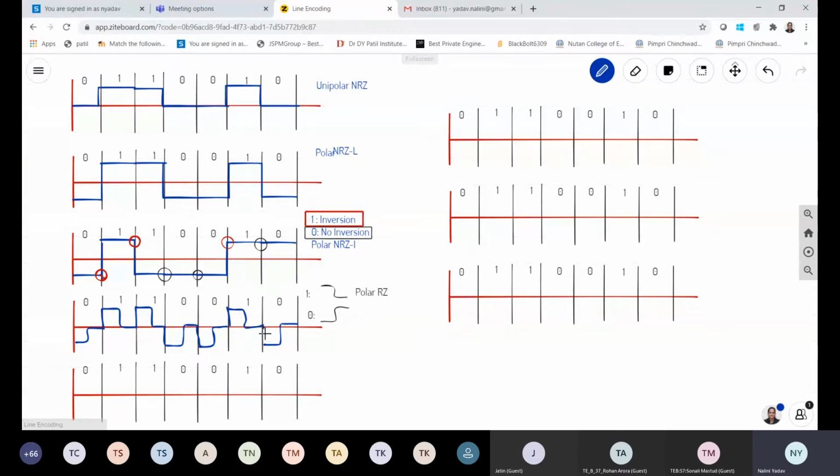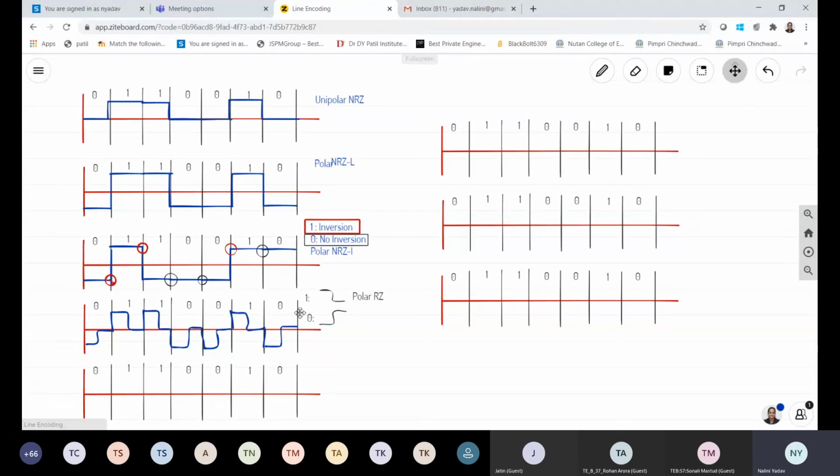Are you getting this? Please remember, this is the most important part about the signal drawing of polar RZ. What does the student do in the exam? They forget to connect the signal. They just draw the Z and inverted Z and they don't connect those signals. So connecting the signals is also important. So this is your polar RZ. Understood, all of you? Polar RZ signal.